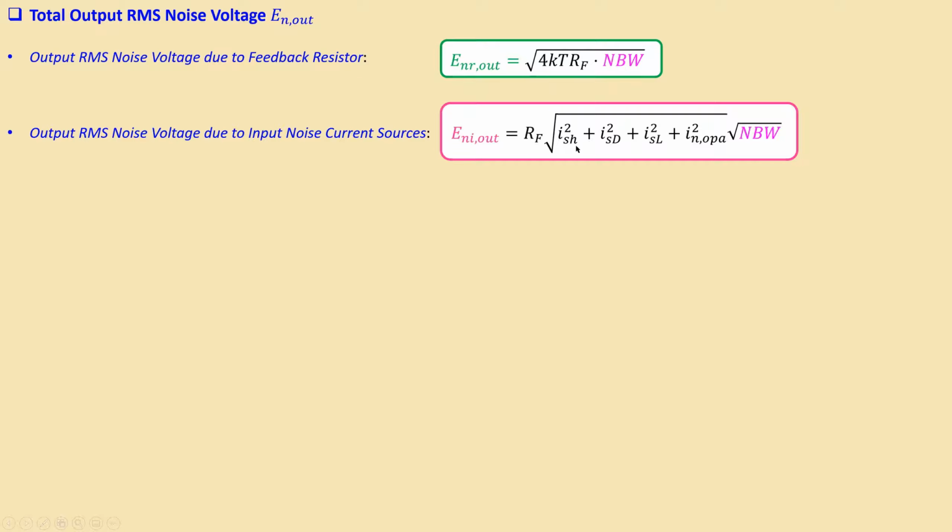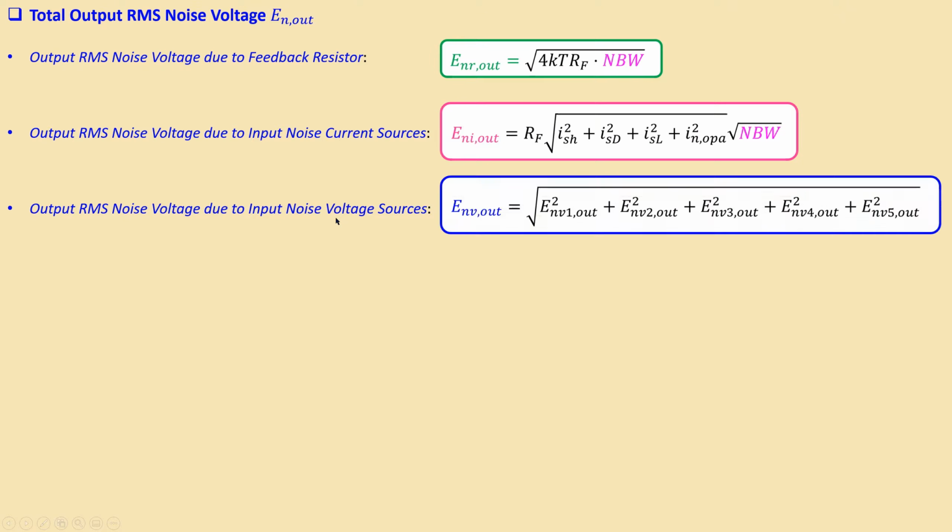So this is the shunt resistor current, this is the dark current shot noise, and this is the shot noise due to the incident light, and this is just the noise current of the op-amp itself. Add them up in the root sum of squares, and of course multiply by the square root of the noise bandwidth. These are all RMS values. So you also have the RMS noise voltage due to the input noise voltage sources of the op-amp.